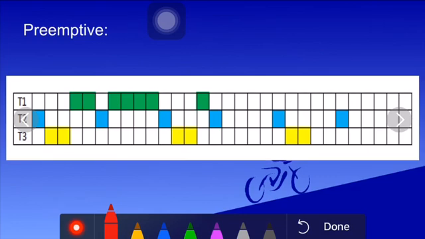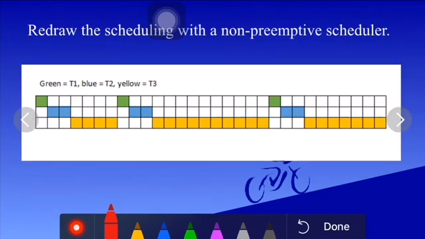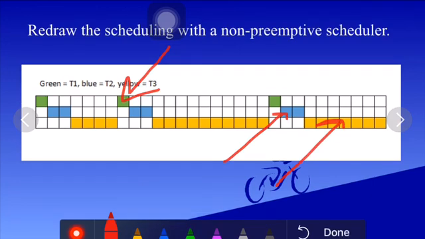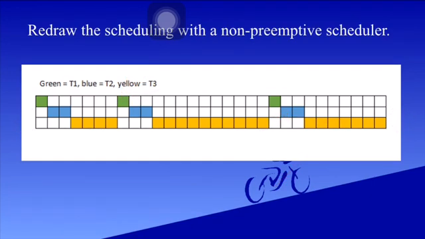So let's see the redrawn schedule with the non-preemptive scheduler. Green indicates T1, blue indicates T2, and yellow indicates T3. Non-preemptive scheduling can be applied in circumstances when a process terminates or a process switches from the running to the waiting state. In non-preemptive scheduling, once the CPU is allocated to a process, the process holds the CPU until it terminates or reaches a waiting state.